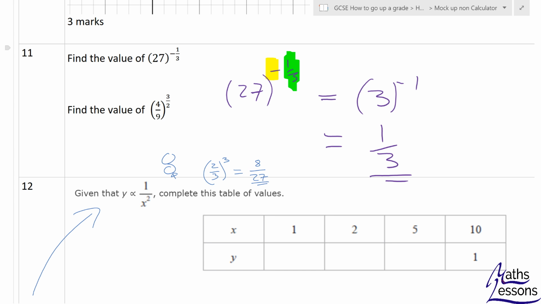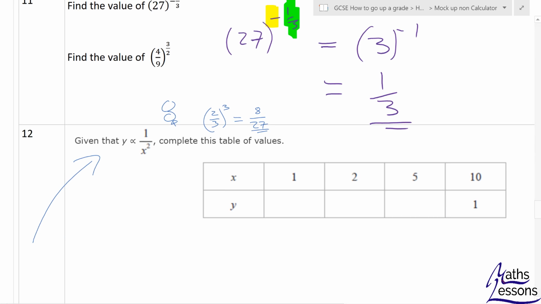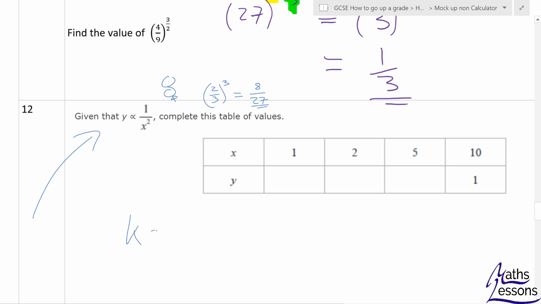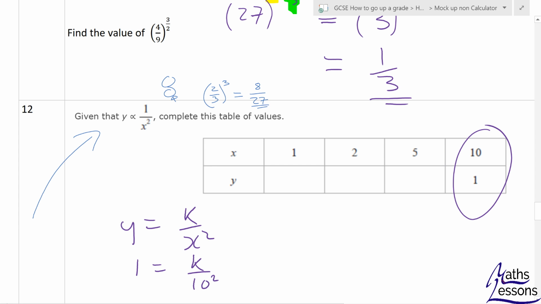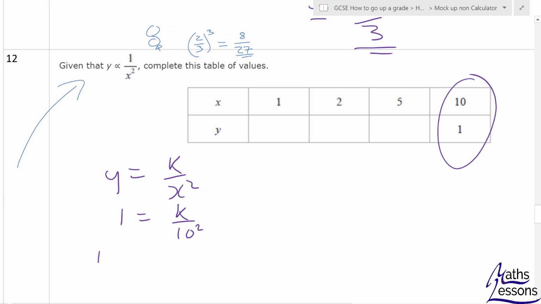Okay, let's have a look at this one. So we've got y inverse proportional to 1 over x squared. So we know that y will equal k over x squared. So if we put the two values we've got into that, we've got 1 equals k over 10 squared. So that implies that 1 equals k over 100. So therefore k equals 100 if we times both sides by 100. So now we know that we have a formula, y equals 100 over x squared.